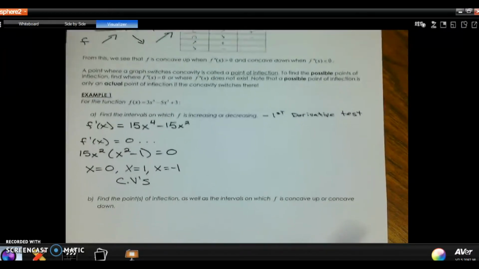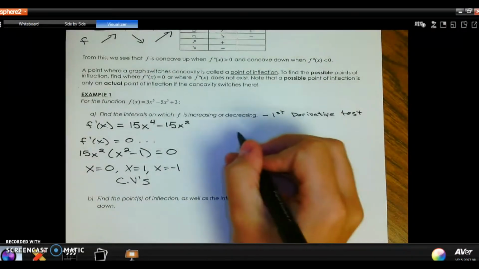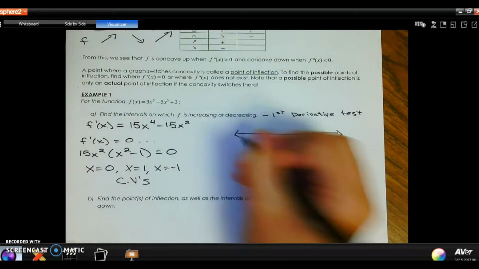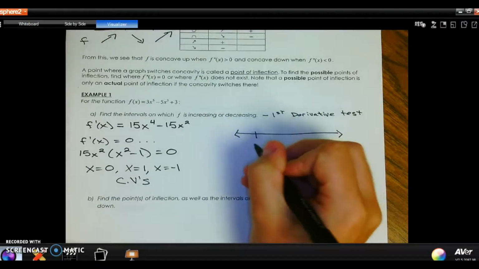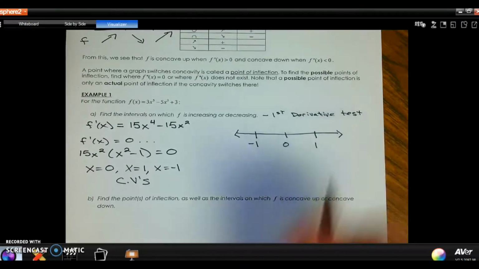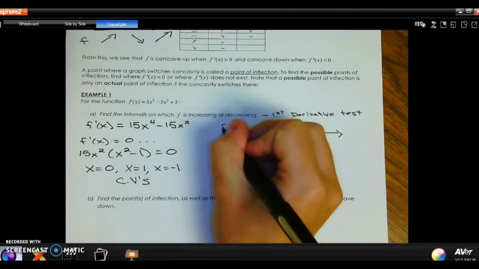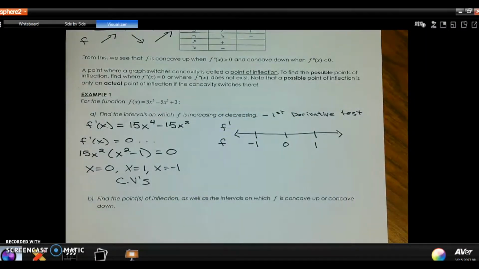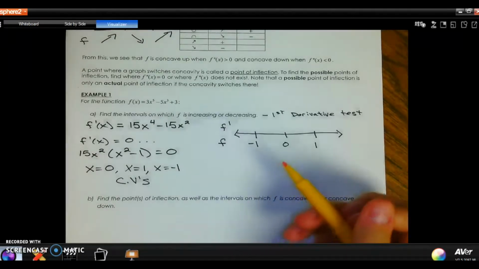And so now I'm going to take those critical values and put them on a number line. Recall that when you put your values on the number line, they do need to be in order. So negative 1 needs to come first, and then we have 0, and then we have 1. Okay? And I always make myself a note that I'm plugging into the derivative, and it's telling me information about the original.